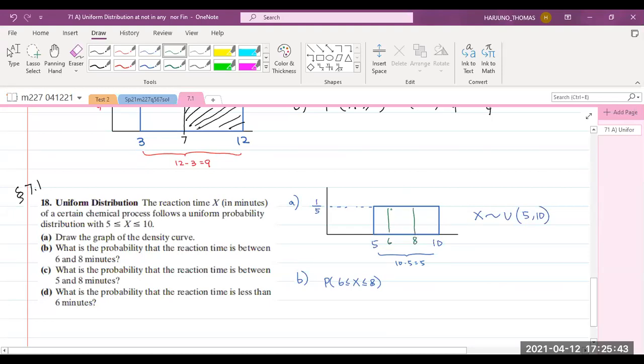Now, the probability for that event to happen is equal to the area under the density curve. The area in that rectangle, the one I shaded. Notice that the length of the base from 6 to 8 is 2, while the height is 1/5, right? So the probability is just 2/5 or 40%.